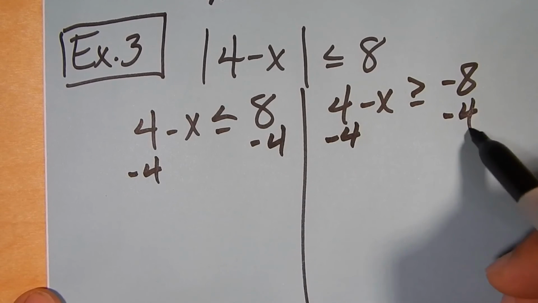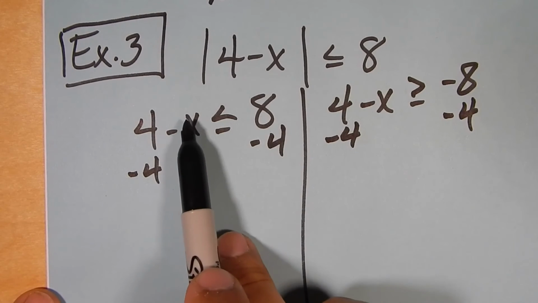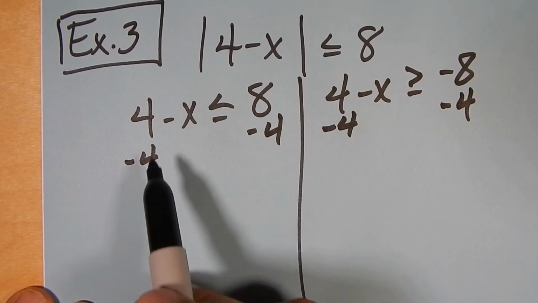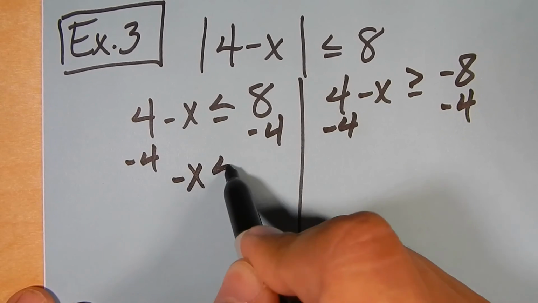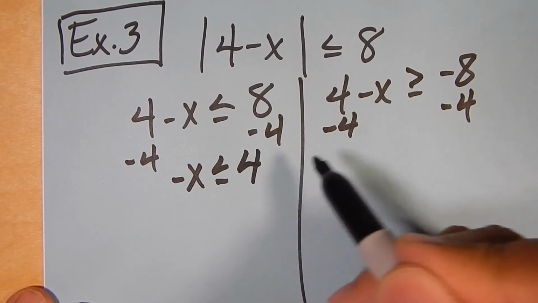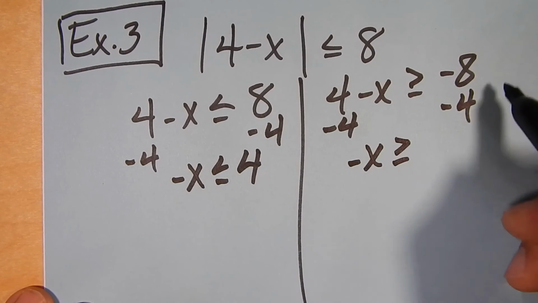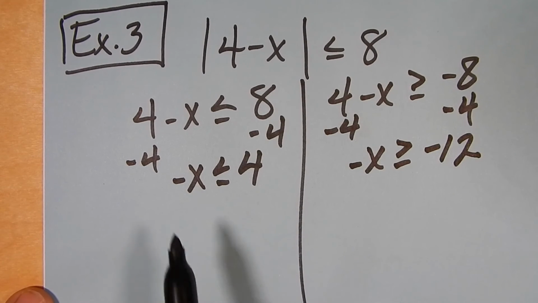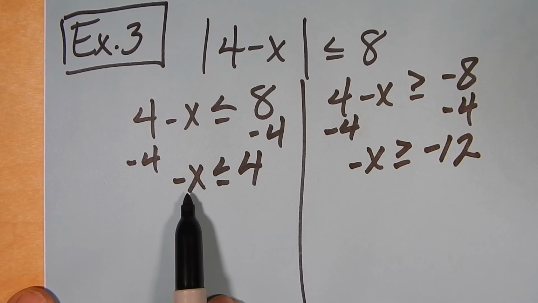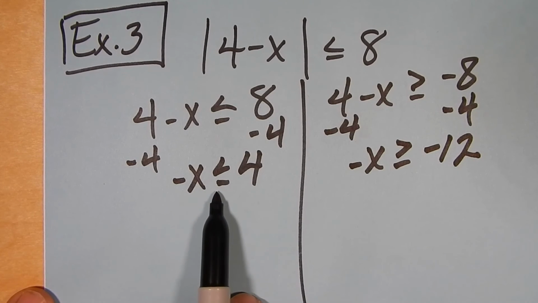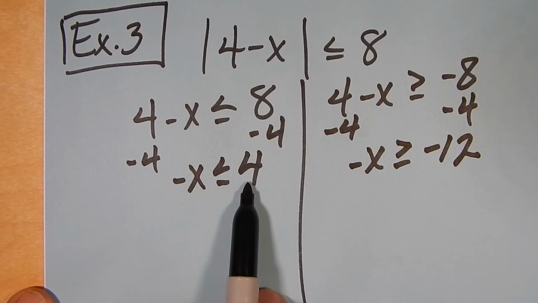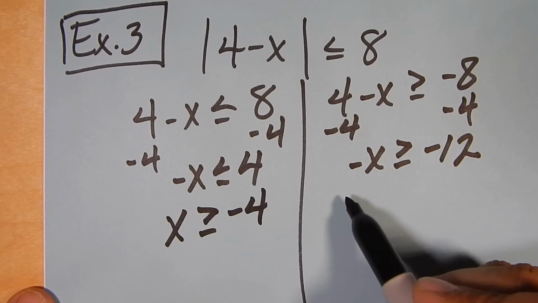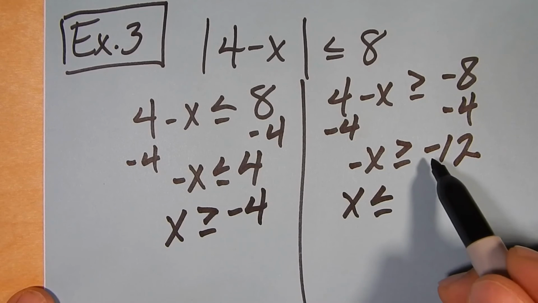Something might be jumping out at you right away, and that is the negative sign in front of the x. So it's going to try to throw a wrench in the gears, but we're prepared for it. So we've got a negative x less than or equal to 8 minus 4, that's going to be 4. Negative x greater than or equal to negative 8 minus 4, that's going to be a negative 12. Now we have to divide by a negative 1. So when we divide by a negative 1, these signs flip and these signs flip. So we have x greater than or equal to negative 4, and we have x less than or equal to a positive 12.